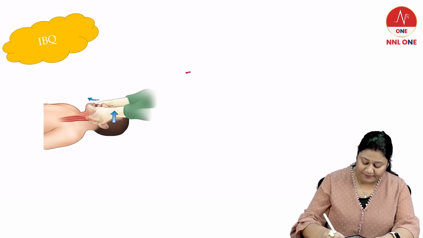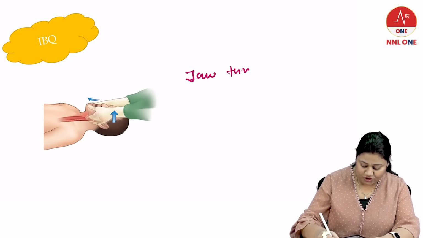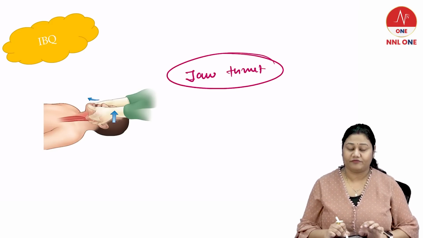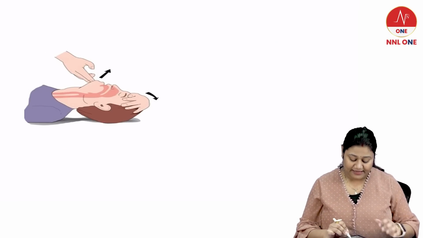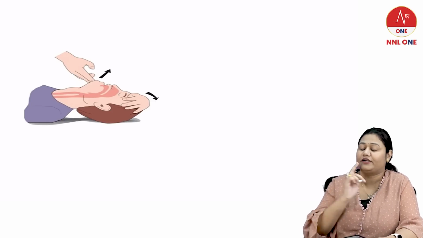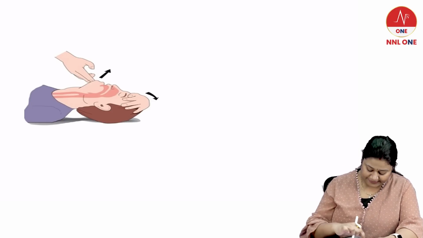Now identify the image. This is jaw thrust. If your patient has a road traffic accident or spinal cord injury, we will open the airway with jaw thrust. In this case, the head tilt chin lift method we can also use to open the airway, but not in case of RTA cases.